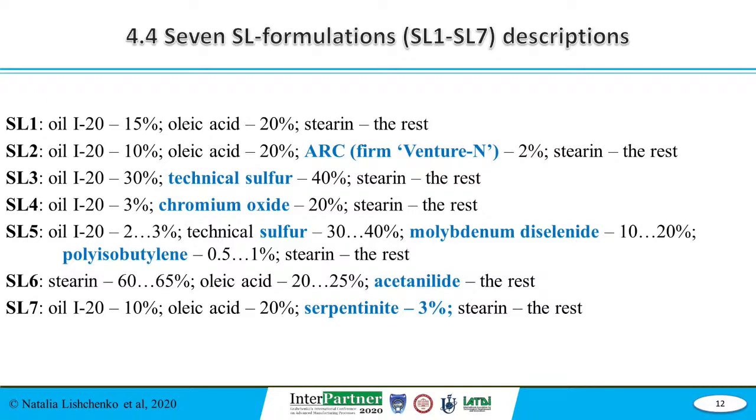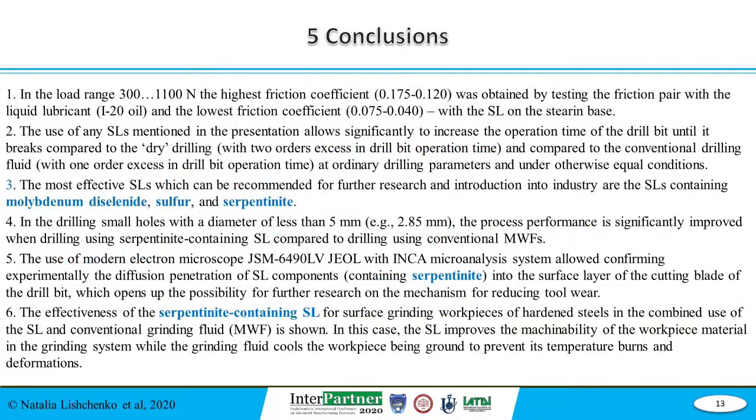SL4, you can see chromium oxide. SL5, you can see also technical sulfur, and besides molybdenum diselenide, and also polyisobutylene. SL6 contains acetanilide. And finally, SL7 contains serpentinite, 3%. Thank you. The next slide, number 13.